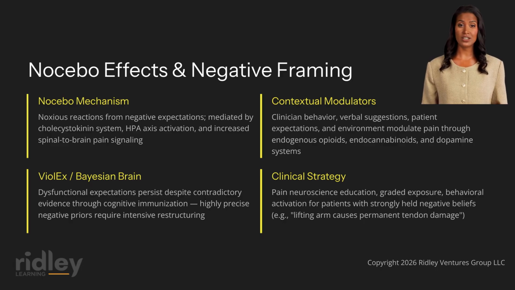Different therapeutic strategies should be implemented depending on the nature and precision of patient expectations. Highly precise negative priors require more intensive cognitive restructuring, including pain neuroscience education, graded exposure, and behavioral activation.